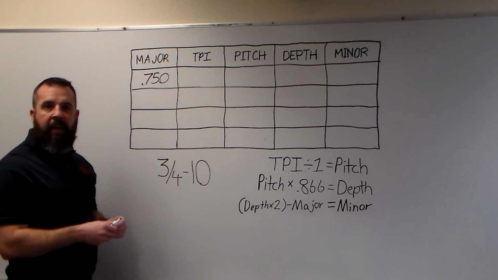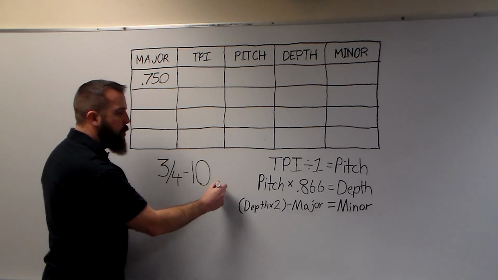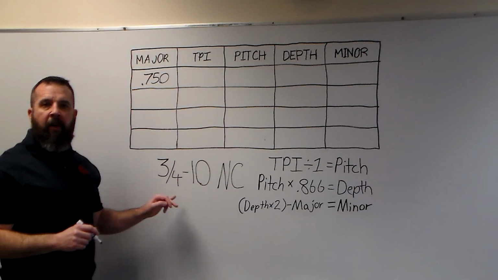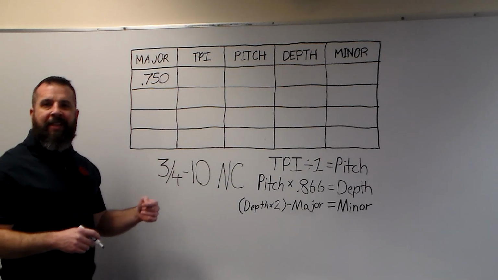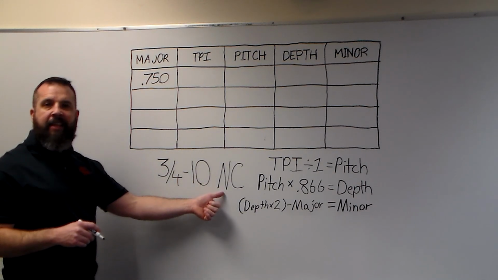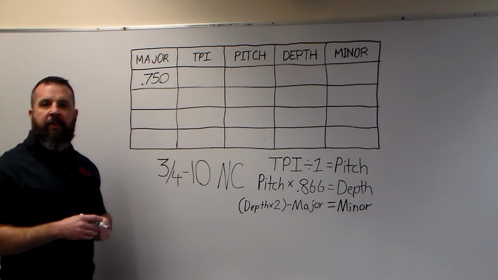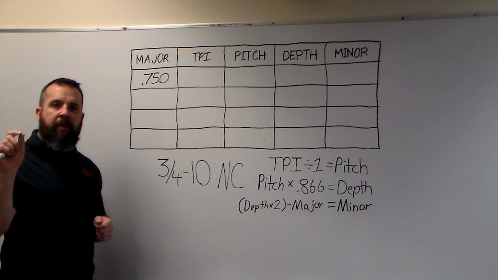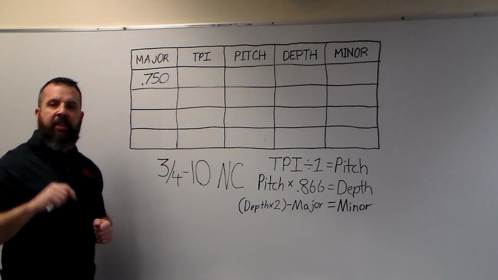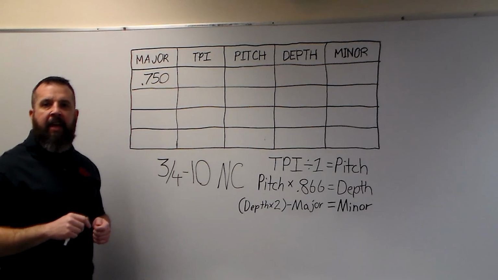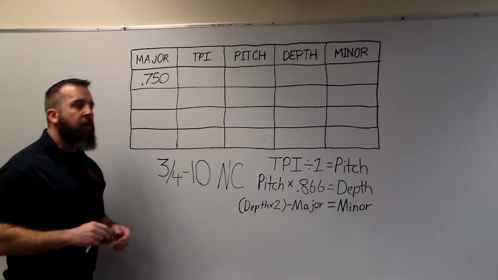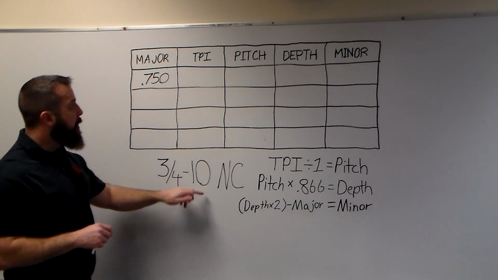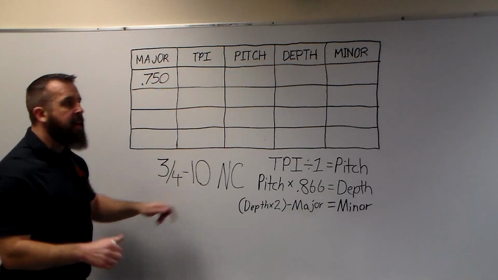Now, this would be an NC thread, meaning National Coarse. So if all I had provided was the diameter and NC, I would know that when I looked at the thread specification charts, I would be looking for 3/4 diameter and then the NC designation, and next to that I would see 10 threads per inch. Now, I just wrote TPI as an abbreviation for threads per inch, but in that column there, it's just 10.